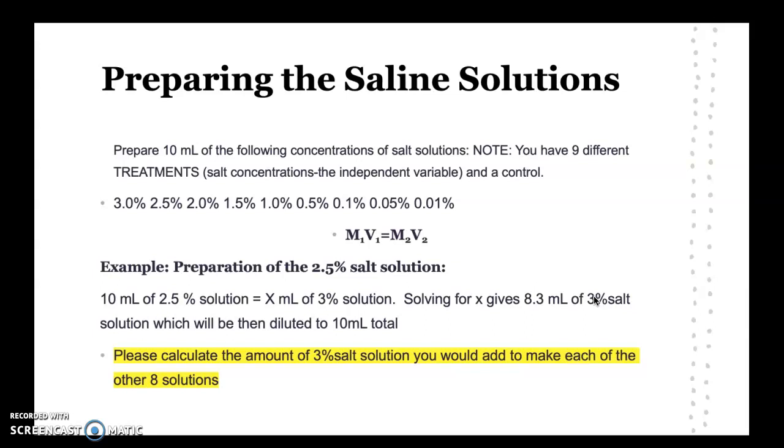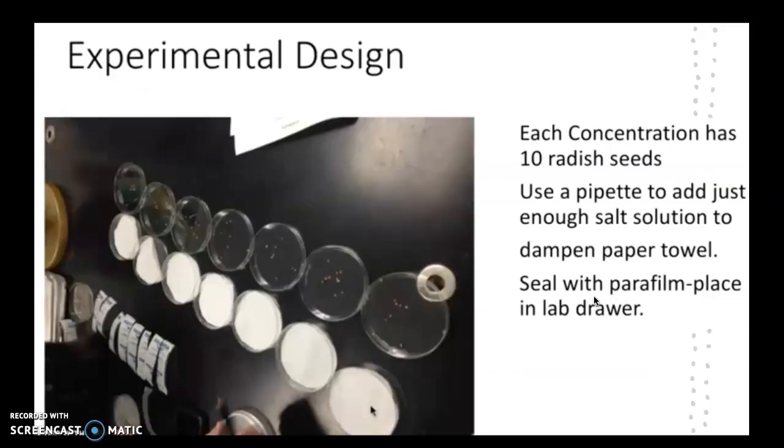Now, I want you to calculate the other amounts of 3% salt solution you would need to make each of the other 8 solutions. So you've got to calculate the 2, the 1.5, the 1, all the way down to the 0.01%. And that needs to be in your lab book. And then this is what it's going to look like. We'll be setting this up a little bit later today.